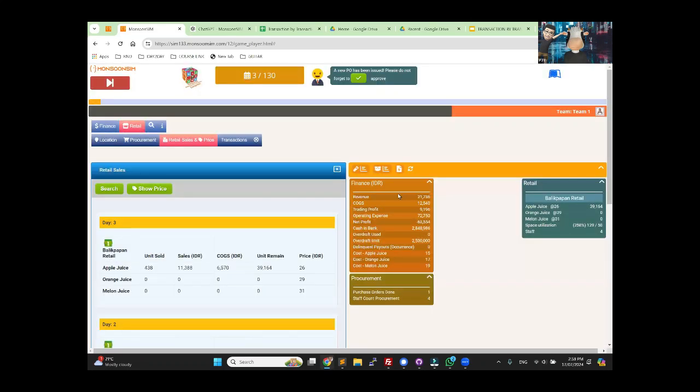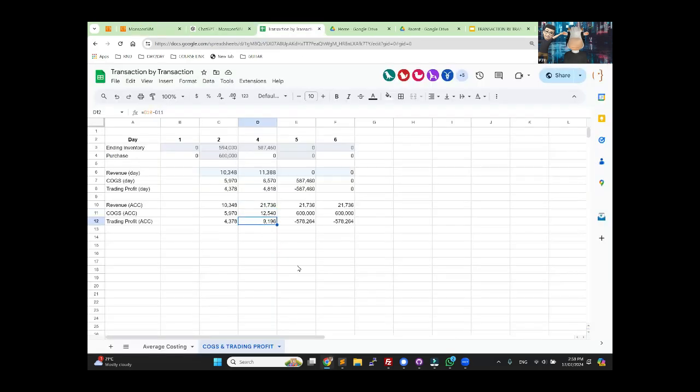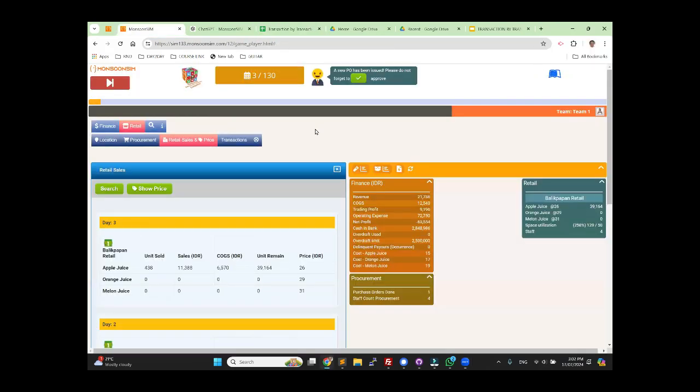If you compare accumulated revenue less accumulated COGS, obviously you have your accumulated trading profit, which is 9,196, this number. Do you want me to show you more transactions? Yes, Pak. Please, Pak. If possible, Pak, more transactions. Okay, more transactions. All right.